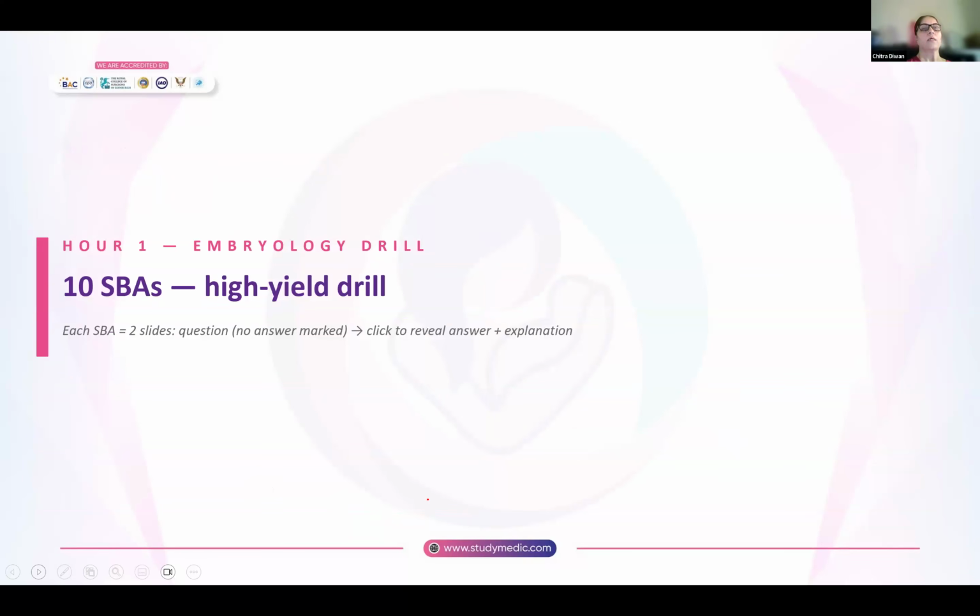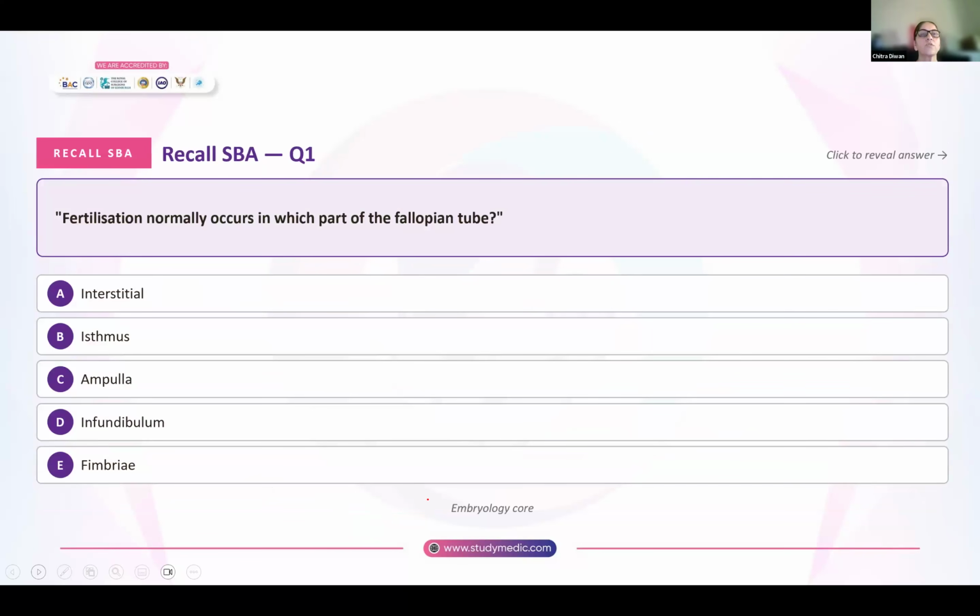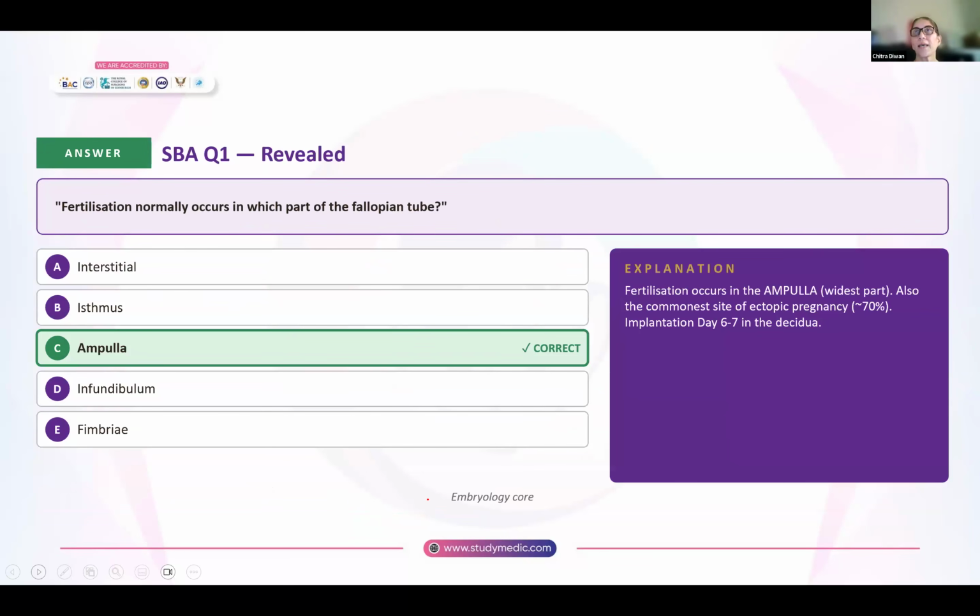All right. Now, let us see some of the most common SBAs from embryology. Fertilization normally occurs in which part of the fallopian tube? I think by now you should know, by default, fertilization occurs in the ampulla. It occurs in the ampulla and then implantation occurs in the uterus. So if this developing zygote is not transported from the ampulla to the uterus, the ampulla is the commonest site where you get your ectopic.